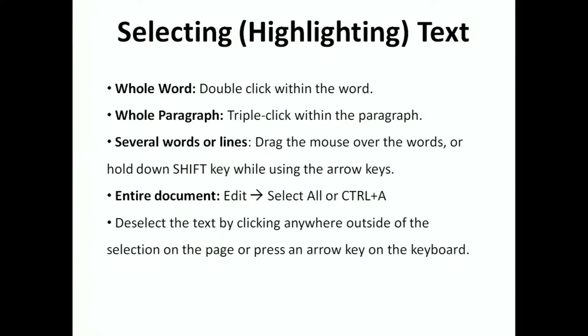Next, for selecting or highlighting particular text, we can use the mouse. For selecting a whole word, we can double click within the word, and the whole word will be selected. For selecting the whole paragraph, we have to triple click within the paragraph. For selecting several words or lines, we can use the mouse. If you just drag over the particular words, then those words will be selected.